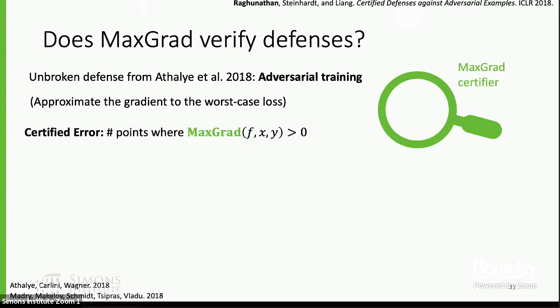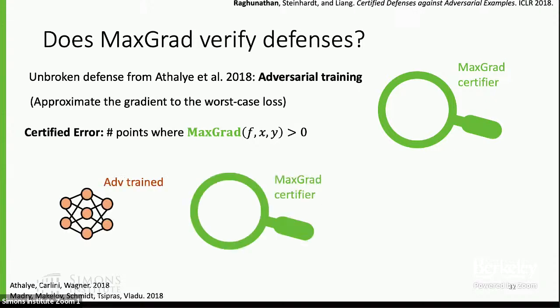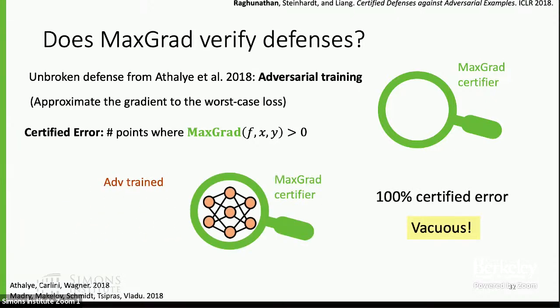And so we computed the points where this upper bound is greater than 0, and that gives you the certified error. And when we did that, what we found was that we got something pretty vacuous. This bound was so loose that it said that every one of those points was potentially attackable. And so we didn't really learn anything, because in practice, it seemed like the network was robust, but we weren't able to really say anything about it using this particular convex relaxation because it was too loose.